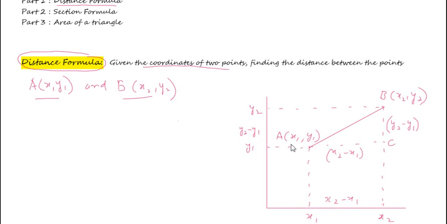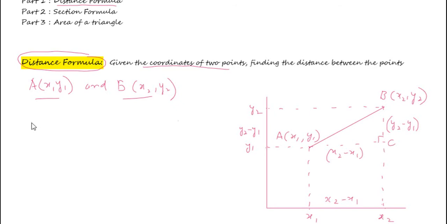I have taken both the points A and B in the same quadrant. This is the first quadrant. So A is x1 y1, B is x2 y2. We need to find out AB. Now here this point is x1, this point is x2, here y1 and y2. Now in the triangle ABC, this is the right angle triangle with the angle C as 90 degree.